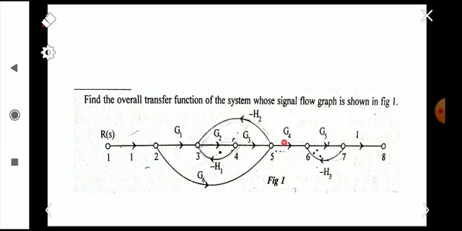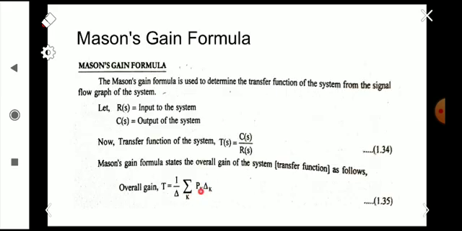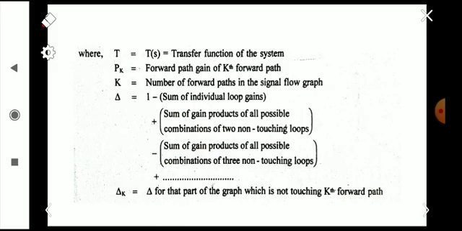Forward path gain means we have to multiply each and every gain together. The gain of this branch is 1 and the gain of this branch is G1. So for finding the forward path gain we have to multiply all the values together: 1 into G1 into G2 into G3 into G4 into G5 into 1. So G1, G2, G3, G4, G5 will be the forward path gain. For the second forward path, the gain will be 1 into G6 into G4 into G5 into 1. So G6, G4, G5 will be the forward path gain. That is this Pk. And this T is the transfer function, that is C of S by R of S.